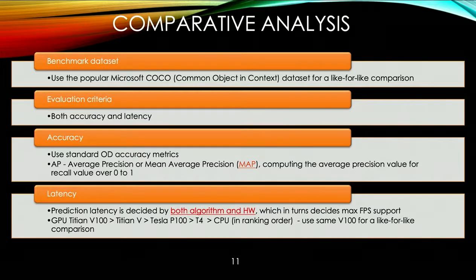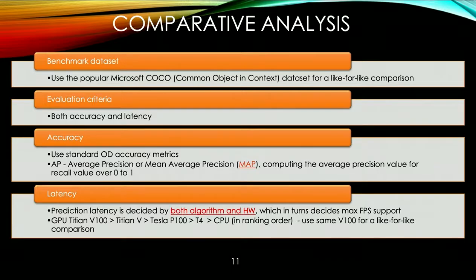Okay, here let's look at a comparative analysis of various object detection models. The MS COCO dataset is used as a benchmark for like-for-like comparison. We use both accuracy and latency as evaluation criteria. In terms of accuracy, we use the standard object detection accuracy metrics, AP, the average precision, or mAP, mean average precision.